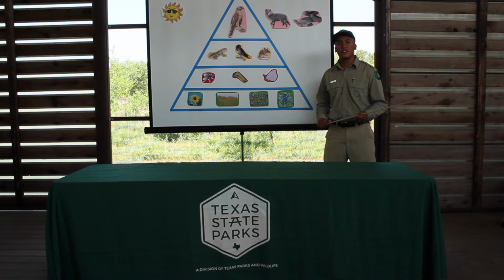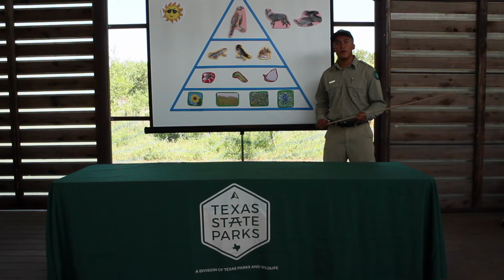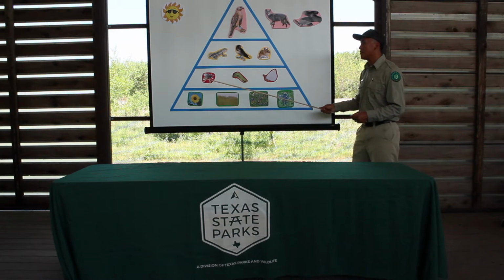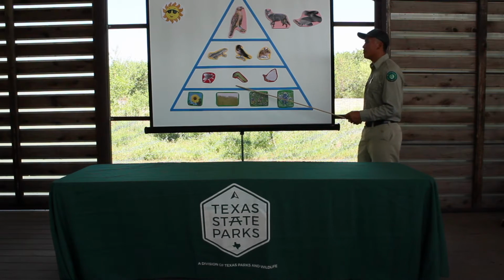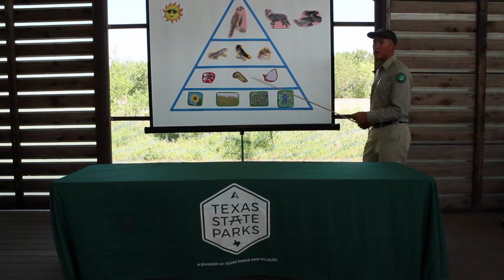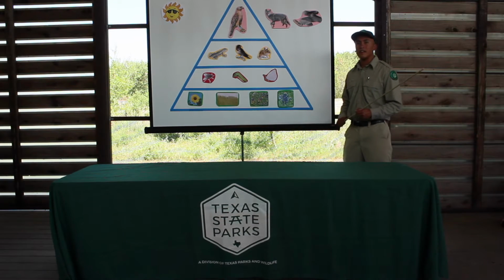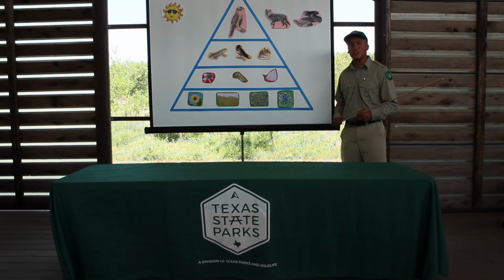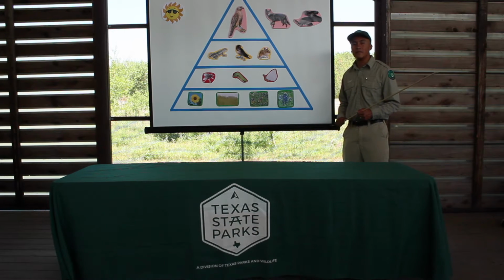Primary consumers consume plants, so they're commonly referred to as herbivores. Some examples of primary consumers are fly, caterpillar, and butterfly, and there are also many more. And as you can tell, some other organisms on here can also be considered primary consumers, but we'll talk about that later.